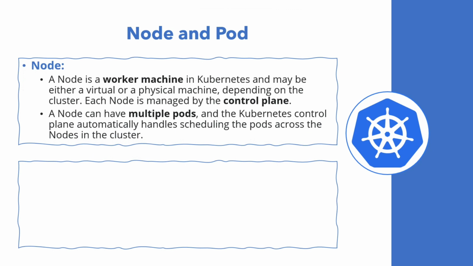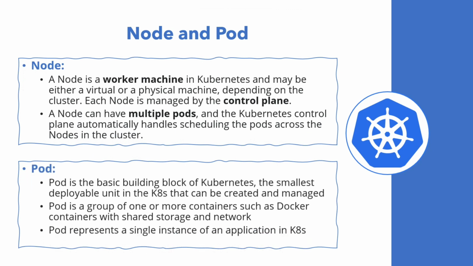A pod is a basic building block of Kubernetes, the smallest deployable unit in K8s, which is Kubernetes, that can be created and managed. A pod is a group of one or more containers, such as Docker containers, with shared storage and network. A pod also represents a single instance of an application in Kubernetes.